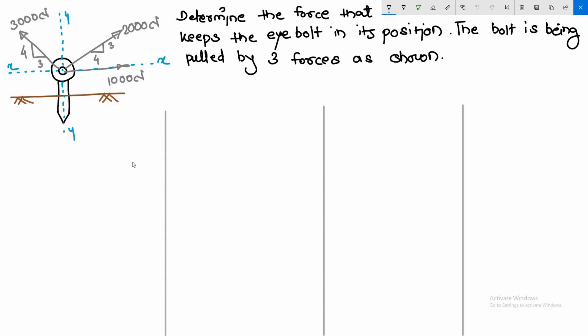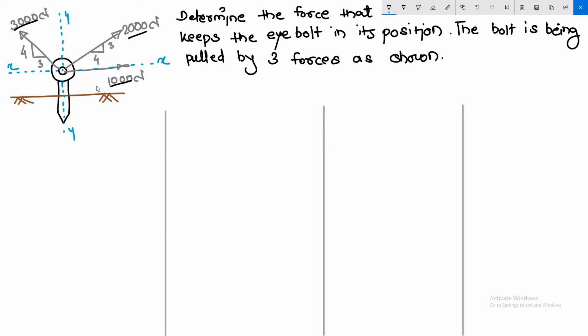So we have been given a problem in which an eye bolt has been dug into ground. This is the eye bolt and it is being pulled by three forces. One is this 2000 Newton force, another one is 1000 Newton force, another one is 3000 Newton force, and these 2000 Newton and 3000 Newton forces are having inclinations of 3:4 and 4:3. Instead of giving the inclination in degrees, they have provided us the values in the form of slope.